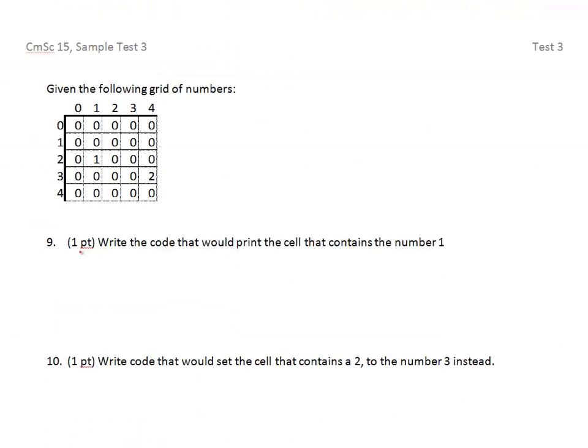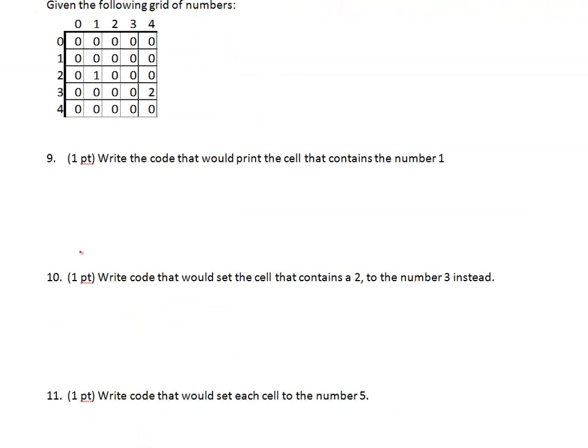Okay, moving ahead. Given the following grid of numbers, write code that would print the cell that contains the number 1. Well, I remember we always do row and then column. So where's 1? Oh, right here. And the row is 2. And the column is 1. So print. What's my variable name? I'm going to guess it's grid. Grid, row 2, column 1. That was easy.